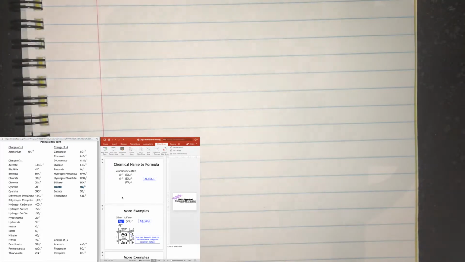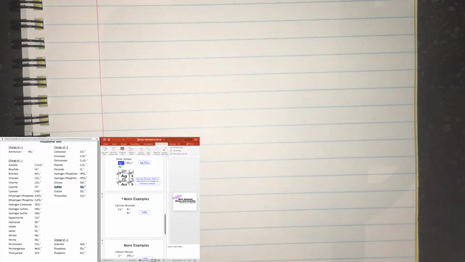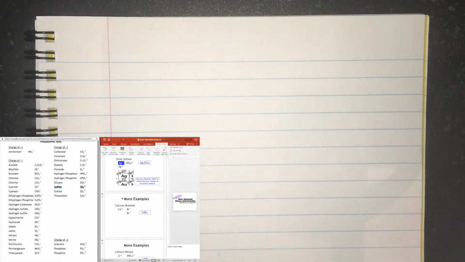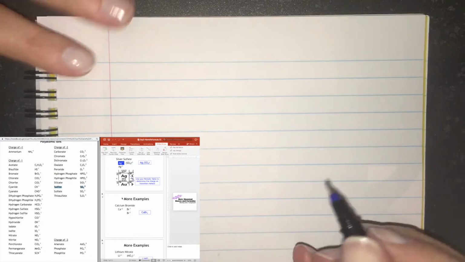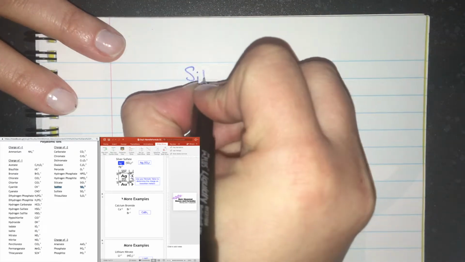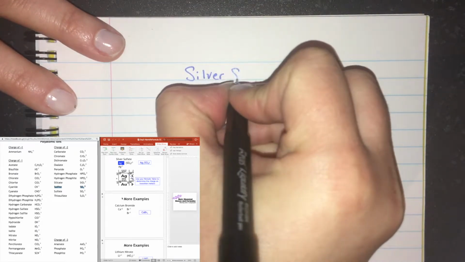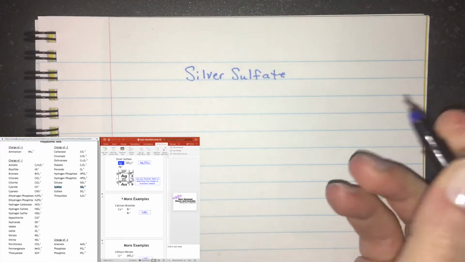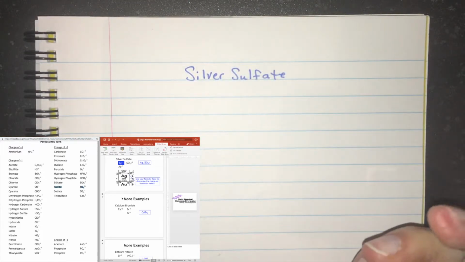All right, moving on. The next example, obviously we already see all of the answers, but that's not our point when we're learning. What you would have started with, if I would have brought my polyatomic ion sheet home with me, is just the word silver sulfate. Okay, so silver sulfate.